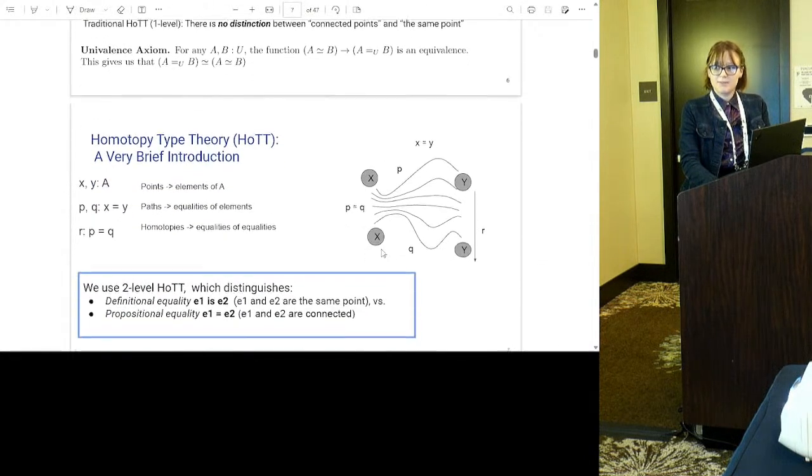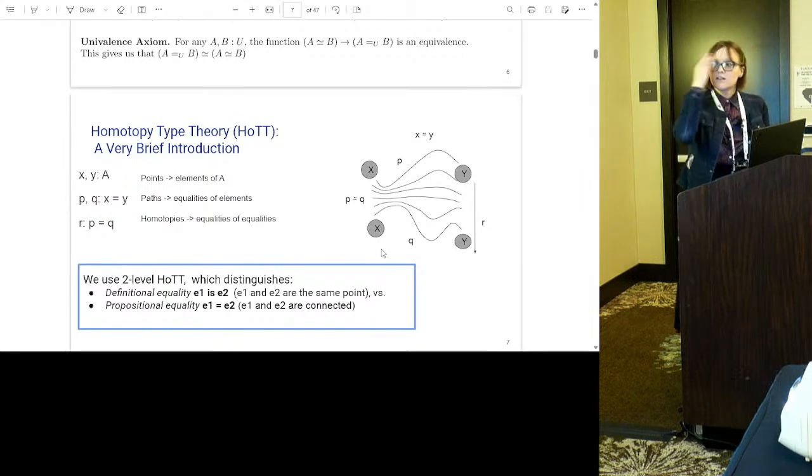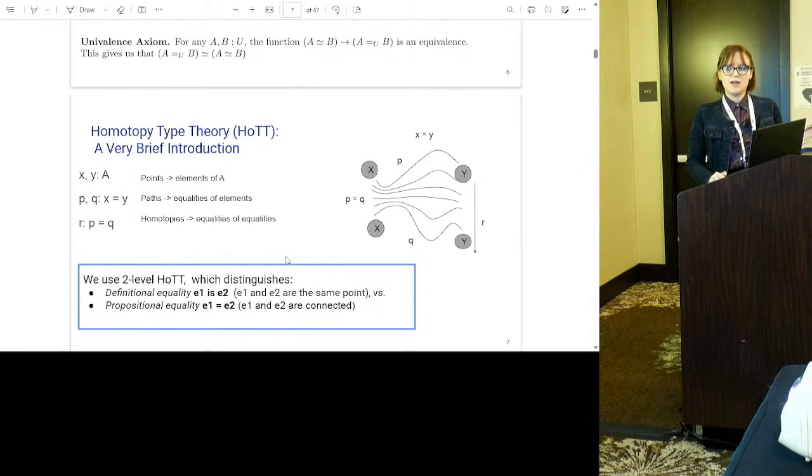For our specific application, we're using two-level homotopy type theory, which keeps those two things separate. We are actually interested in being able to tell the difference between two things that are exactly the same and two things that are just connected to each other, but we still make use of the fact that we can blur those lines when we want to. Throughout the rest of this talk, we have definitional equality, which means that two things are exactly the same, versus propositional equality, which means things that are connected to each other.